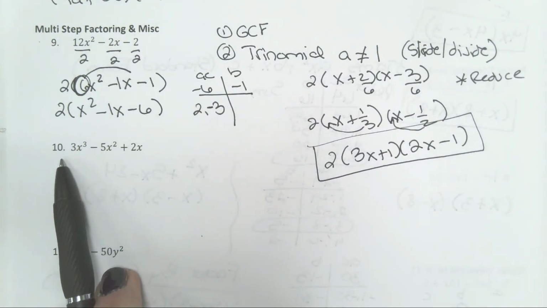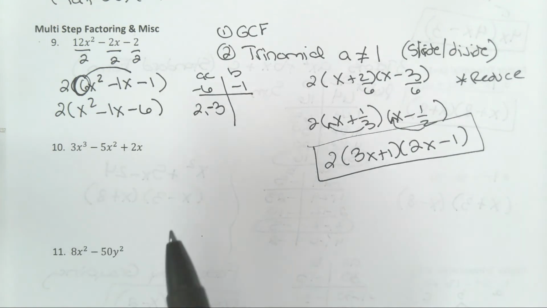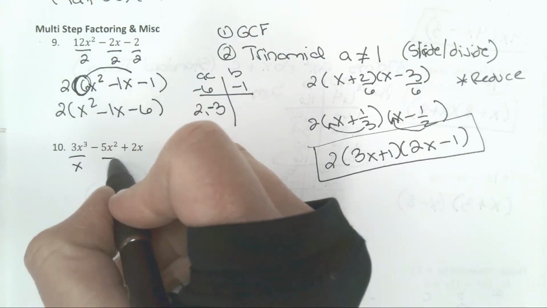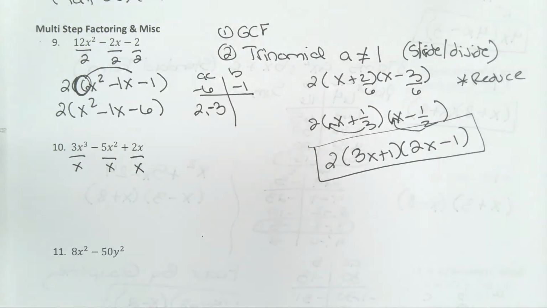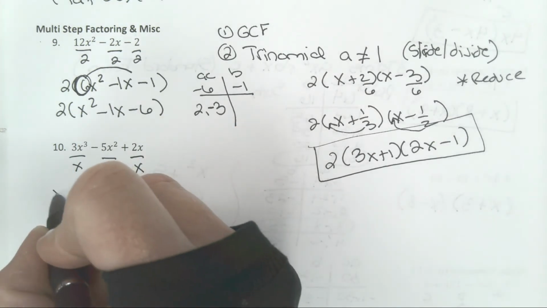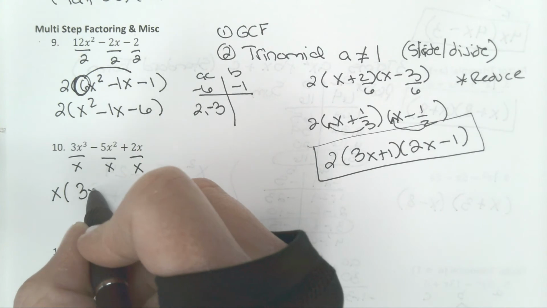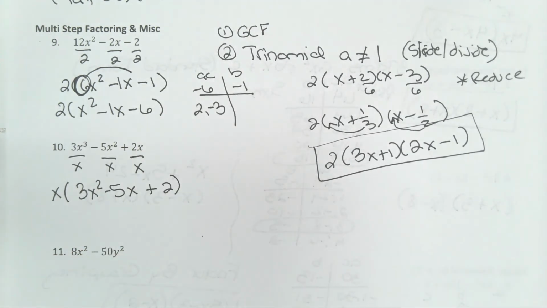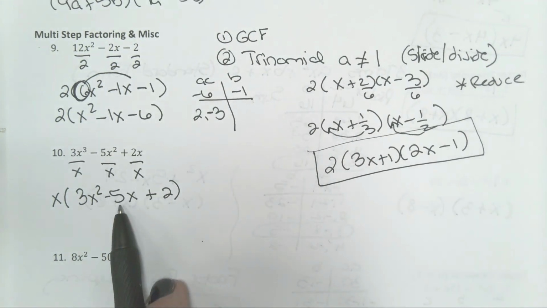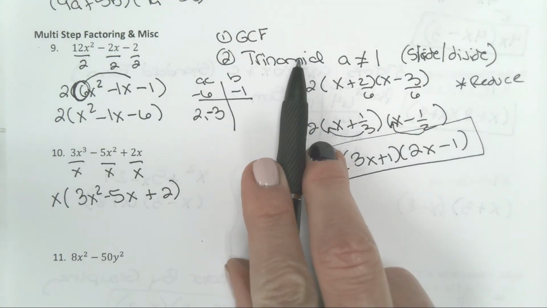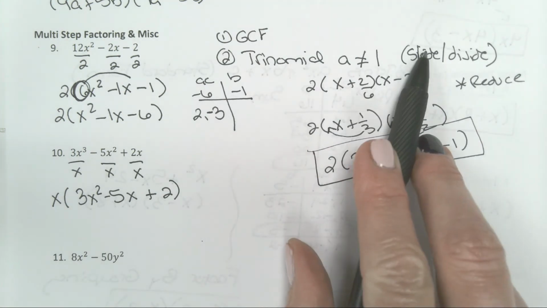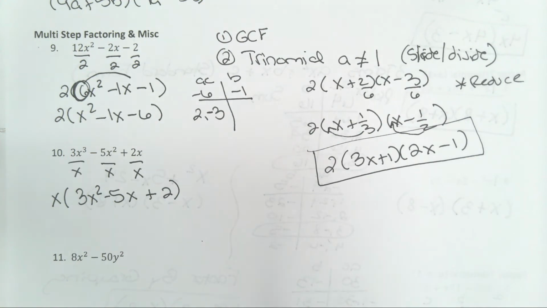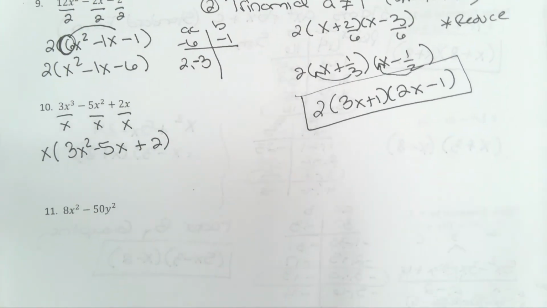Number 10. I notice that each of my terms has an x in common. So I need to factor out my GCF before I continue on. Then I'm going to follow my steps for a trinomial of a equals 1, and I'm going to do divide and slide. You try that on your own and check my completed notes.